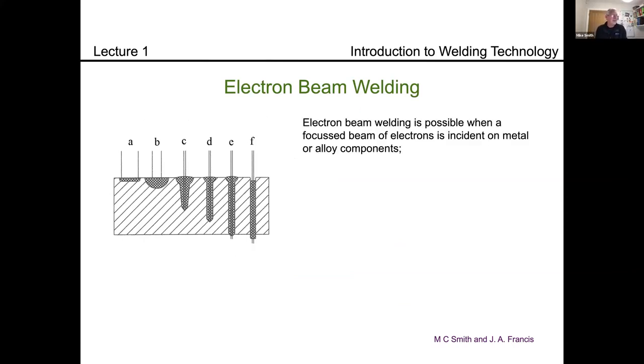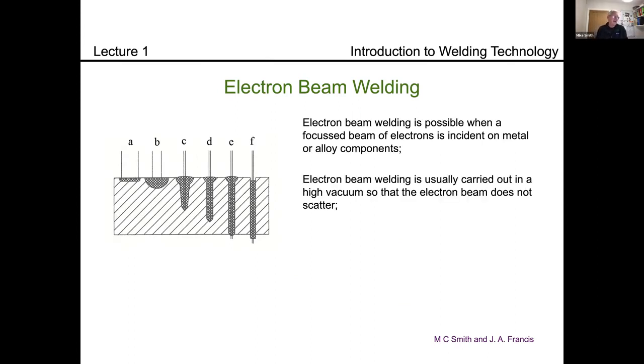What we do here is we accelerate electrons in an electric field till they're moving very, very fast, and then we bombard a metal surface with them. And the electrons decelerate, they give up their kinetic energy as heat in the material that they've hit. So you're heating the thing up by bombarding it with electrons at high speed.